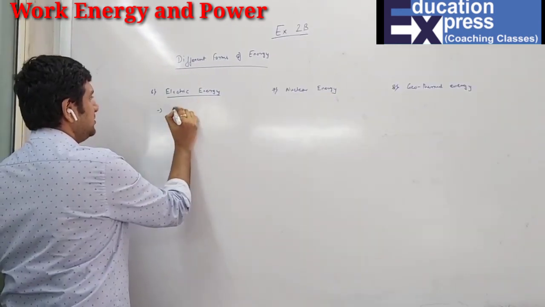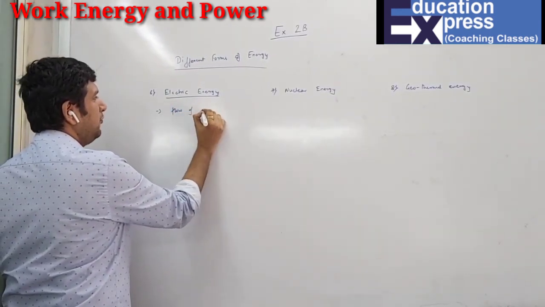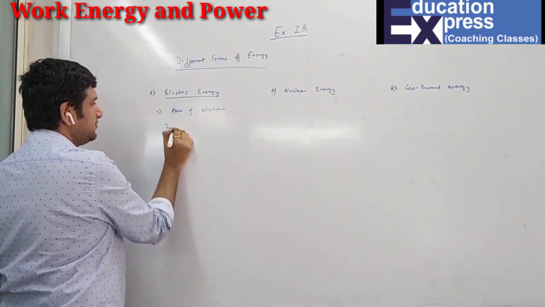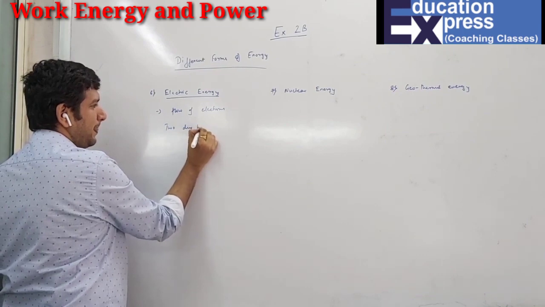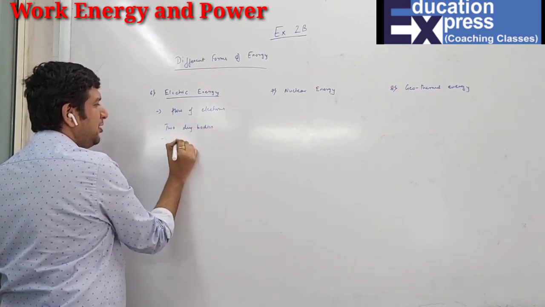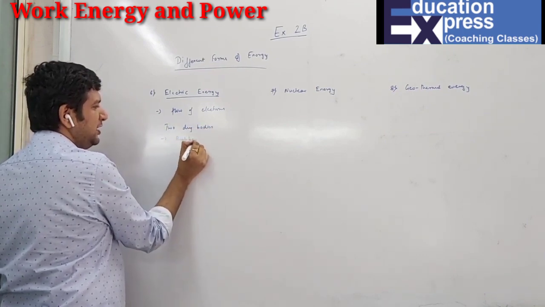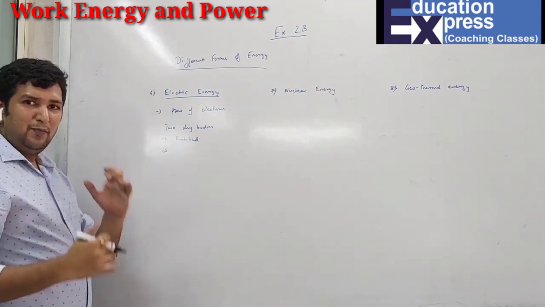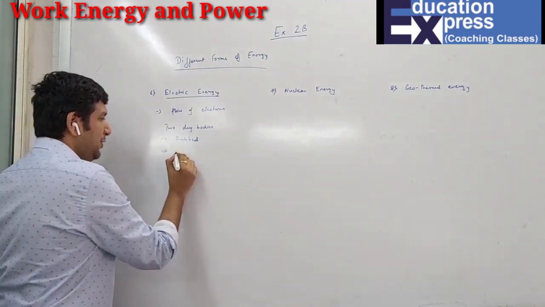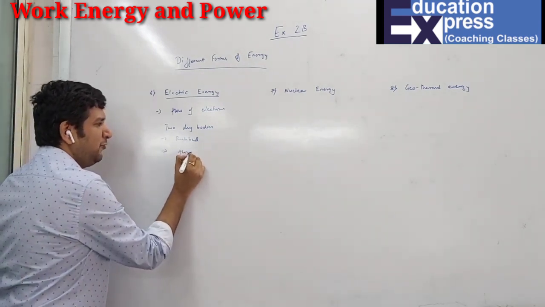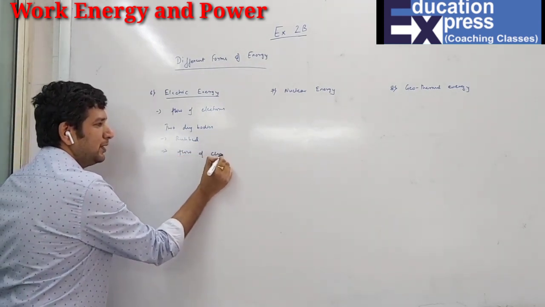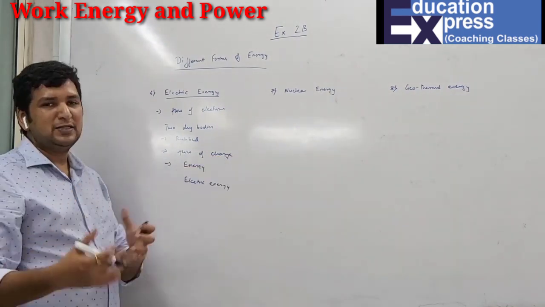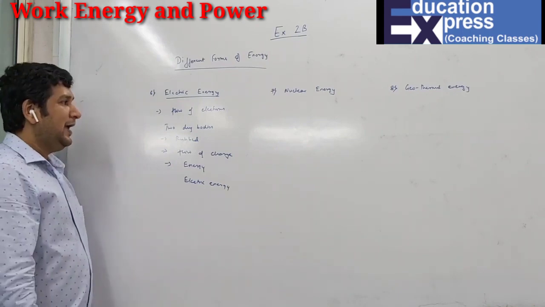Energy means the flow of electrons. When two dry bodies are rubbed against each other, the electrons start flowing from one body to the other body, and because of the flow of charge, they produce the energy, and such energy is said to be electric energy.